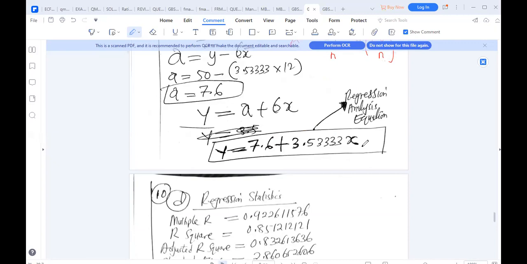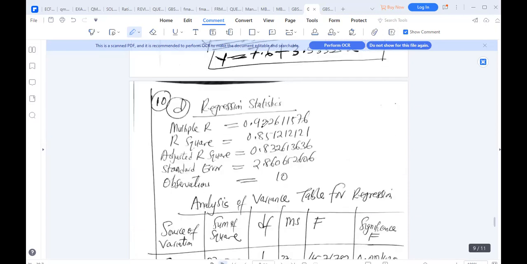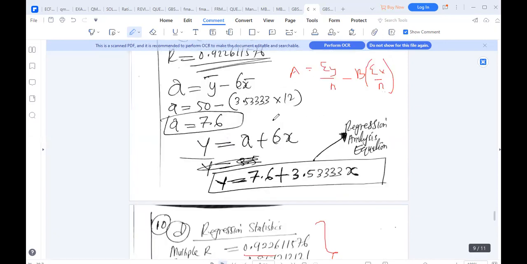Remember, we're dealing with x against y. So if you're going to input this under Excel, it will give you the following output of statistics: multiple R, which is 0.922, which we calculated here.